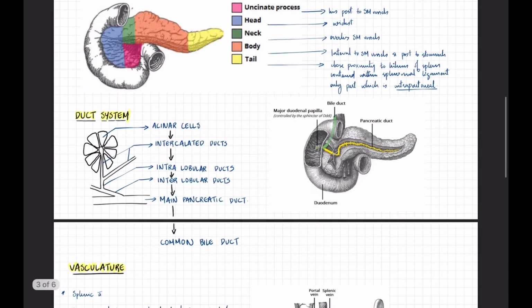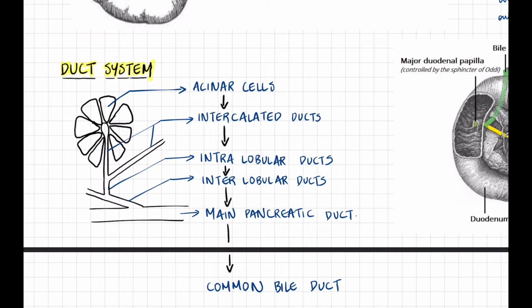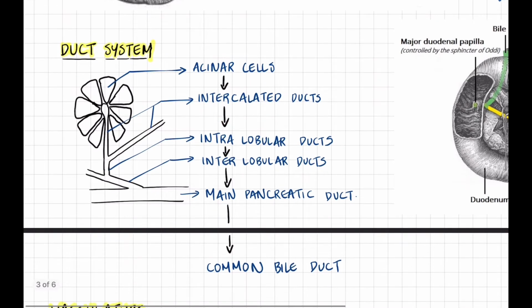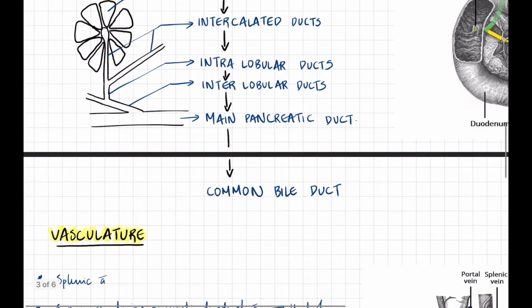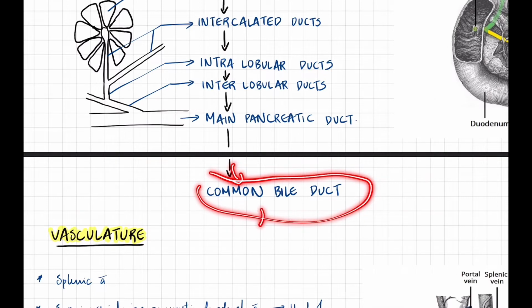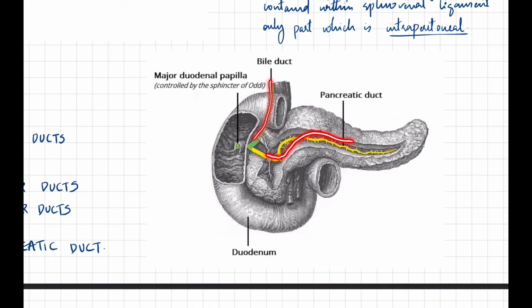The duct system. The exocrine pancreas is classified as a lobulated serous gland which produces digestive enzyme precursors in the acinar cells. The intercalated ducts unite with those draining the adjacent lobules and drain into the network of intralobular collecting ducts, which in turn drain into the main pancreatic duct. Main pancreatic duct joins with the common bile duct and both then drain into the second part of duodenum. Here you can see the bile duct coming, joining the main pancreatic duct and draining into the second part of duodenum.